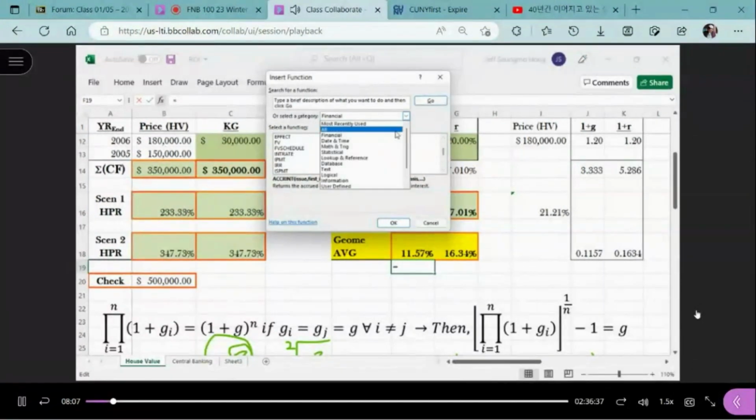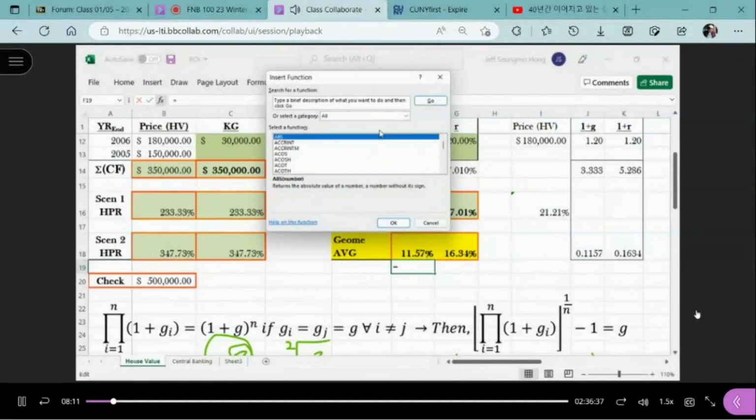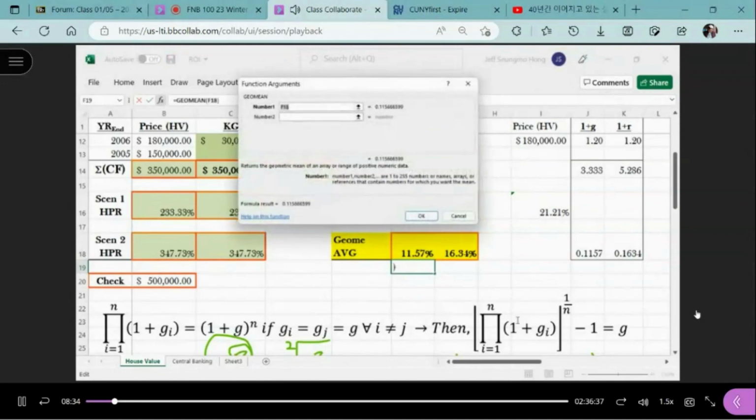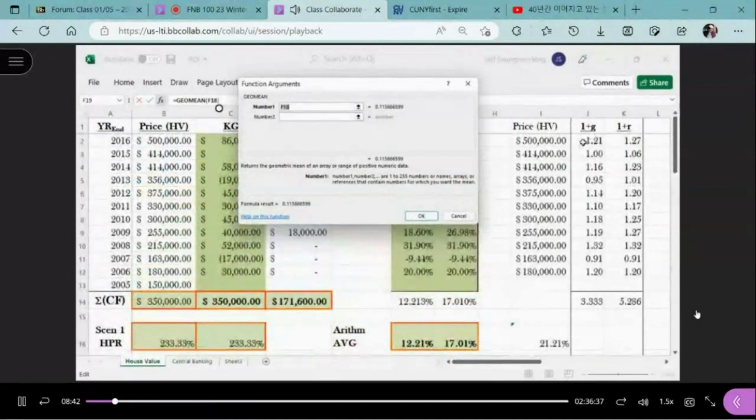and maybe it's not there. Let's go to math and trigonometry, or just all. And what we want is geometric average. So scroll down until you find G, and there is a function called GEOMEAN. It means geometric average. So select that, and when you use GEOMEAN, we need 1 plus G or 1 plus R. That's why I have this column G, in other words, this is a gross growth rate, and you highlight all of them.